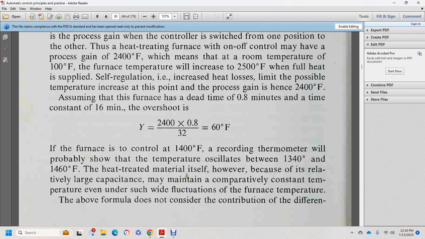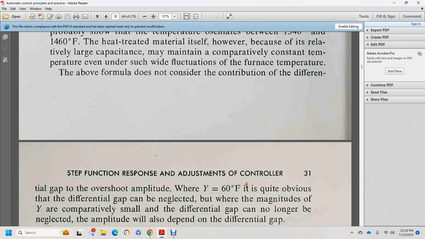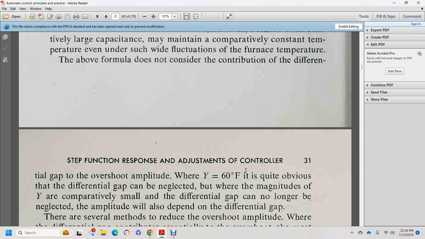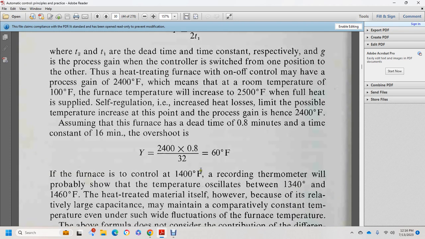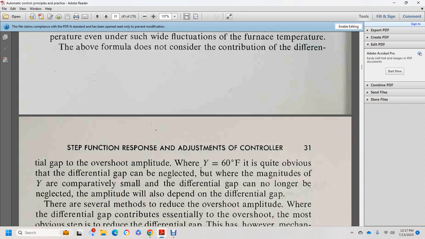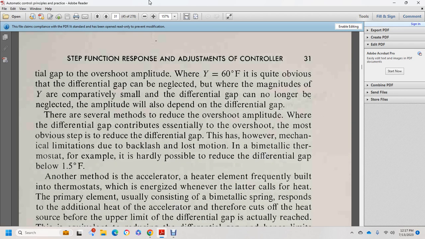The furnace temperature formula above does not consider the contribution of the differential gap to the overshoot amplitude Y. The 60 degrees is quite obvious, so the differential gap can be neglected, as its magnitude is comparatively small, though the overshoot amplitude depends on the differential gap. There are several methods of reducing the overshoot amplitude where the differential gap contributes essentially to overshoot, the most obvious step being to reduce the differential gap.